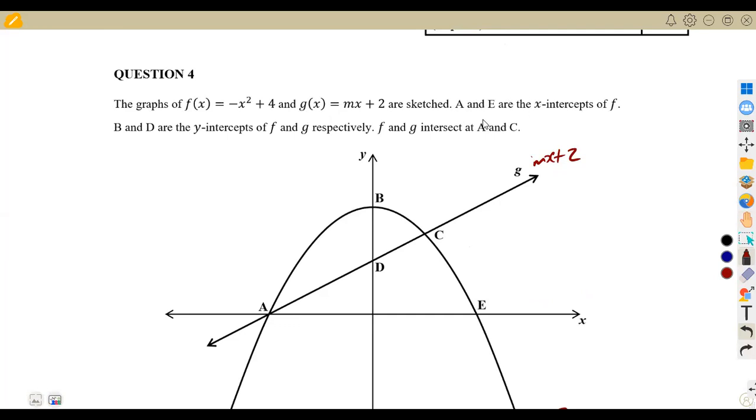A and E are the x intercepts of f. This A and E, truly, they are the x intercepts, yes. B and D are the y-intercepts of f and g respectively. f and g intersect at A and C. So they intersect here and also intersect here, which is true. All right, so let us check our questions.